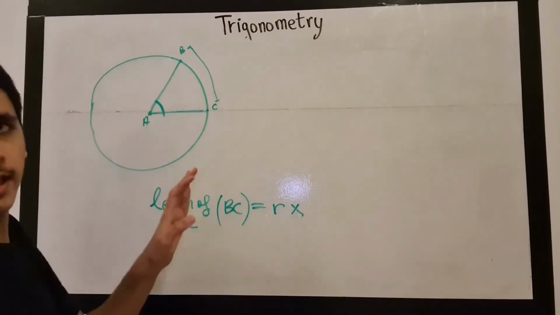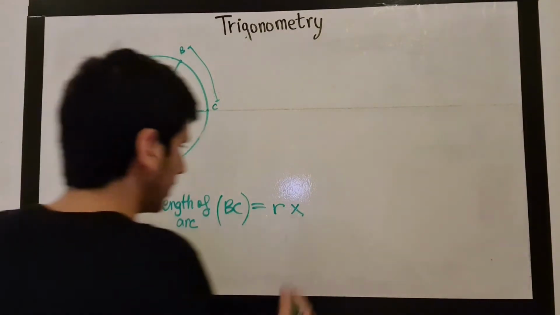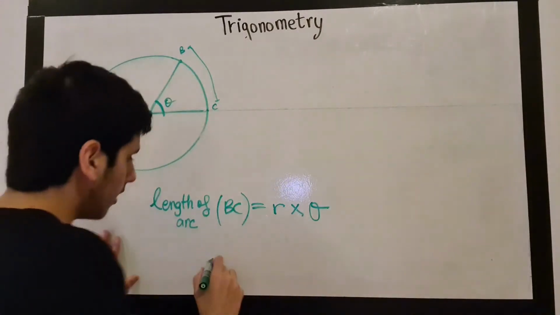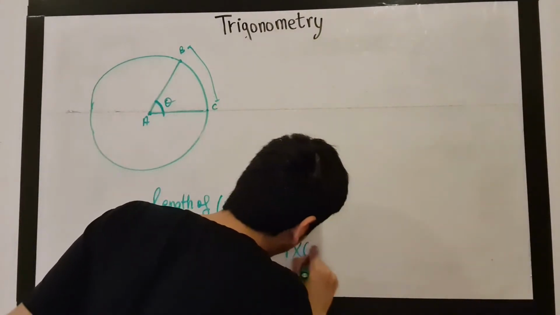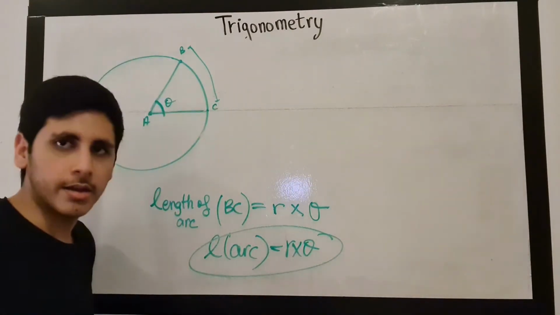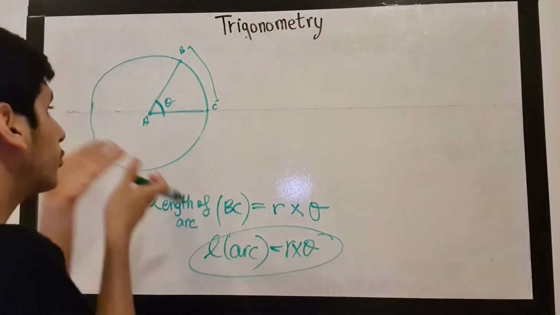So this is called the central angle, the angle subtended at the center, okay? And this is theta. Like I said, we don't know the value of theta. So the length of arc L equals R times theta. This is the relation. But why does this relation actually occur? How can we prove it?